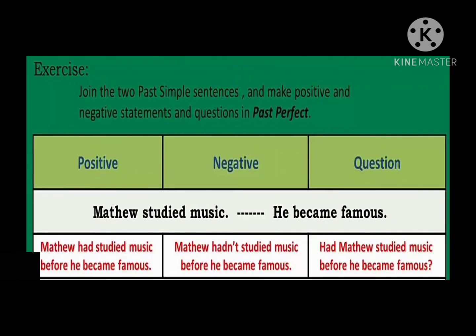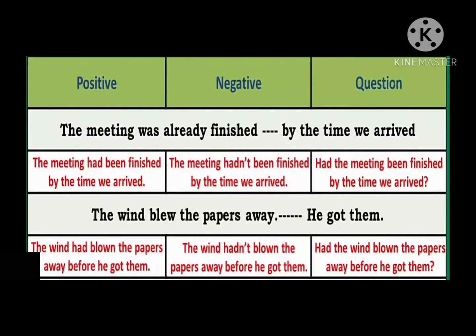Here we have a solved exercise. Let us read them. Firstly, positive. Matthew had studied music before he became famous. How can it be changed into negative? Matthew hadn't studied music before he became famous. It is framed into interrogative: Had Matthew studied music before he became famous? Right? The same exercise continues here.